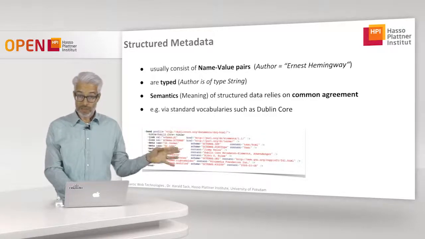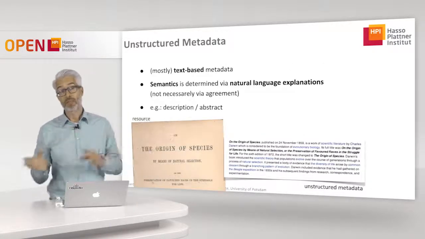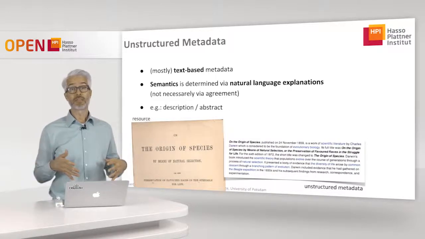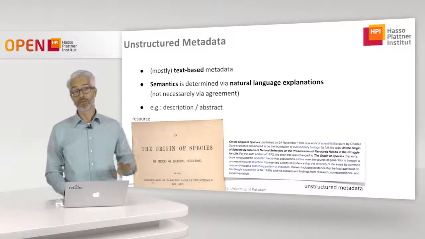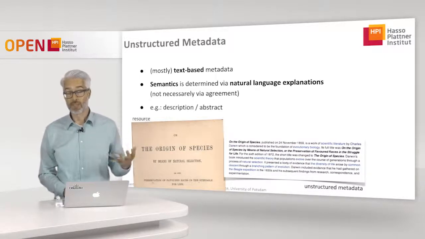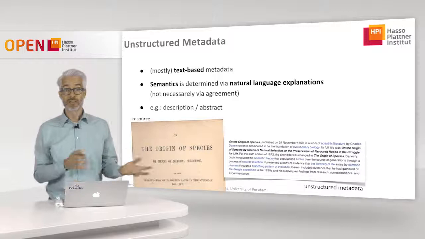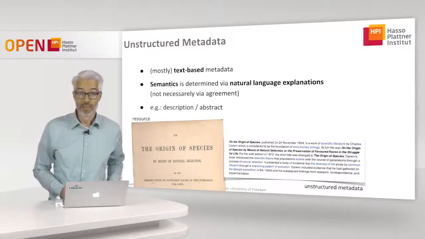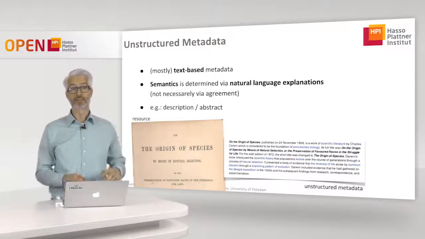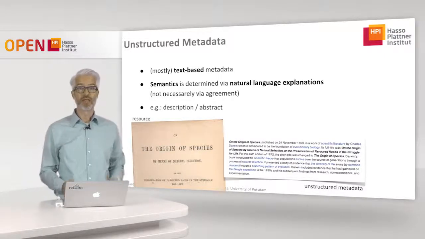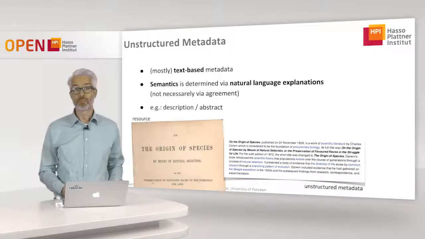If we have structured metadata, then there must also be something like unstructured metadata. This is mostly text-based metadata. Here, the semantics usually is determined via natural language explanations, which are somehow given, so not necessarily via common agreement. Examples of this unstructured metadata are descriptions of objects or an abstract, which means a summary of a document.